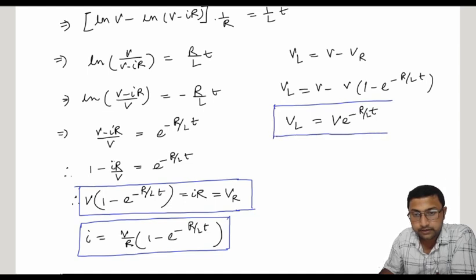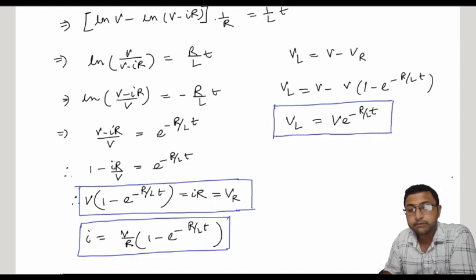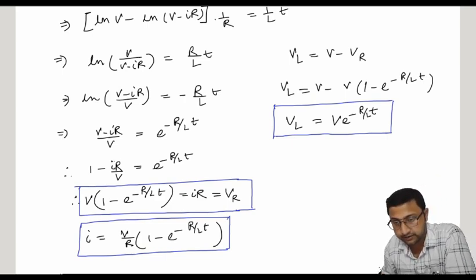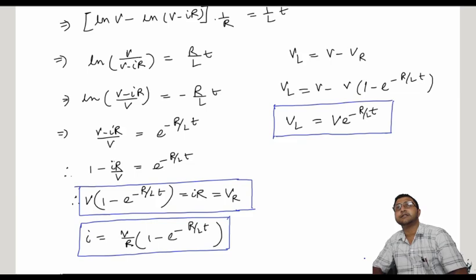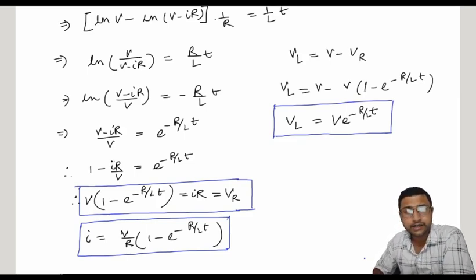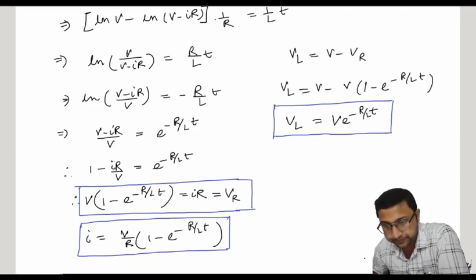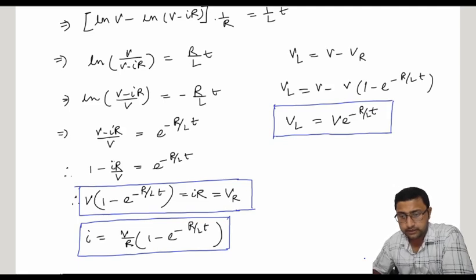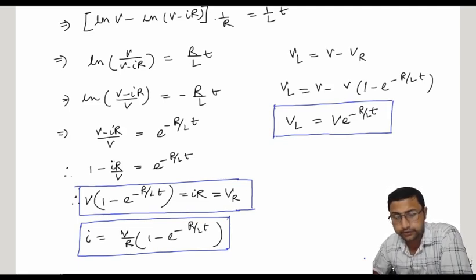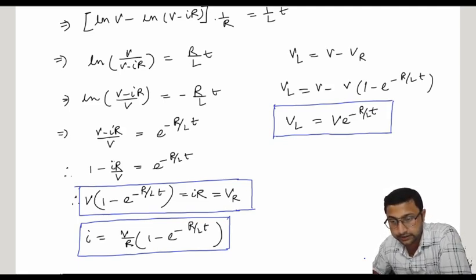We will try to remember these three equations: the voltage across the resistance, the voltage across the inductance, and the current. This current is mainly known as the charging current. When the switch is on, the inductor starts charging with this current. The inductor voltage will be V e to the power minus R by L into t.